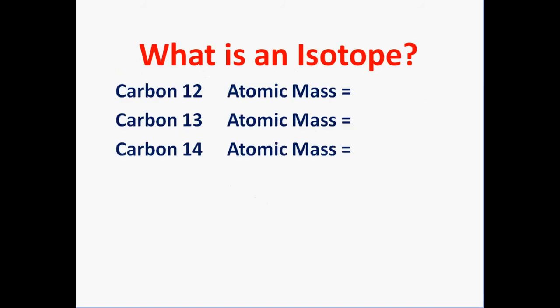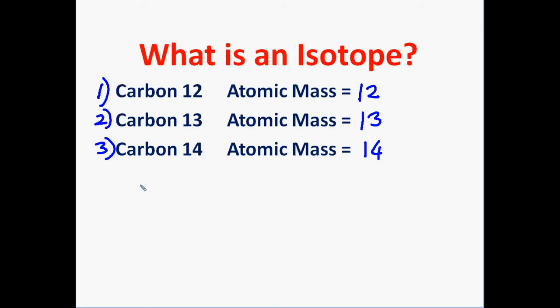Today we are going to talk about isotopes and how to calculate their atomic mass. So, what exactly is an isotope? Carbon has three different types of isotopes: carbon 12, carbon 13 and carbon 14. Which means the atomic mass for carbon 12 is 12. The atomic mass for carbon 13 will be 13 and for carbon 14 it will be 14.